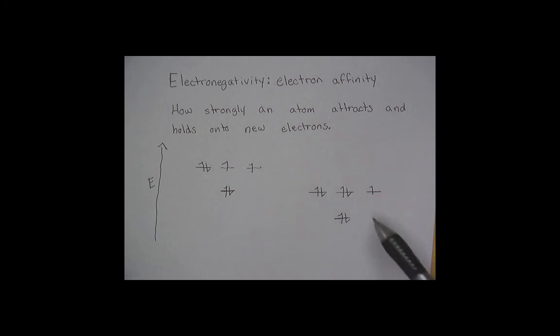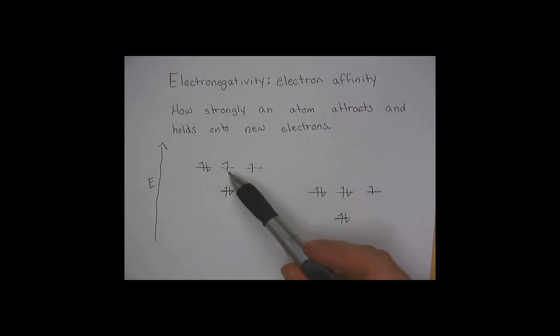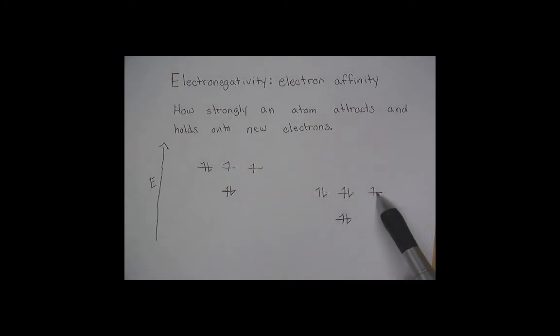Whereas this atom has 7 valence electrons. 1, 2, 3, 4, 5, 6, 7, and has room for 1 more. So my question to you is, which one would you expect to be more electronegative? In other words, between this spot and this spot, which one would an electron prefer?